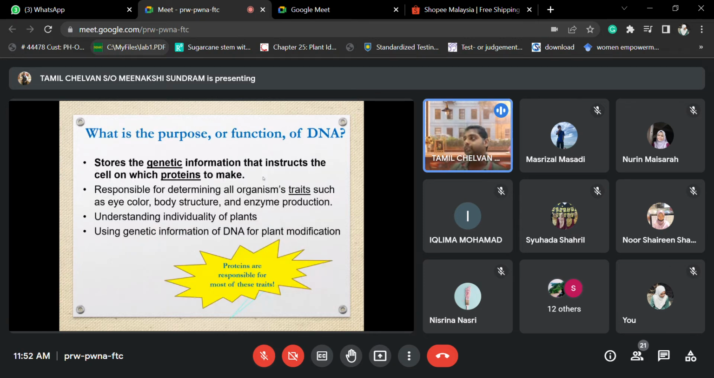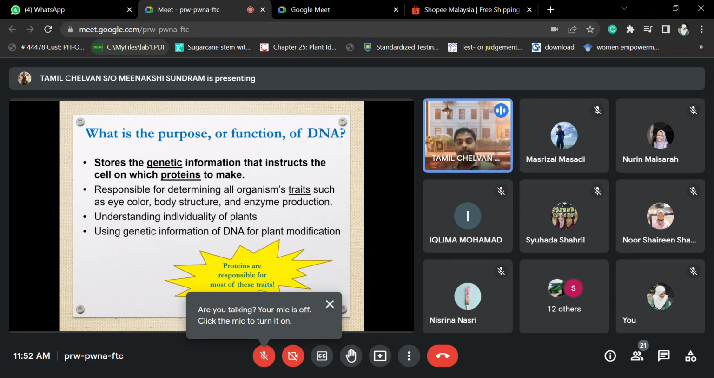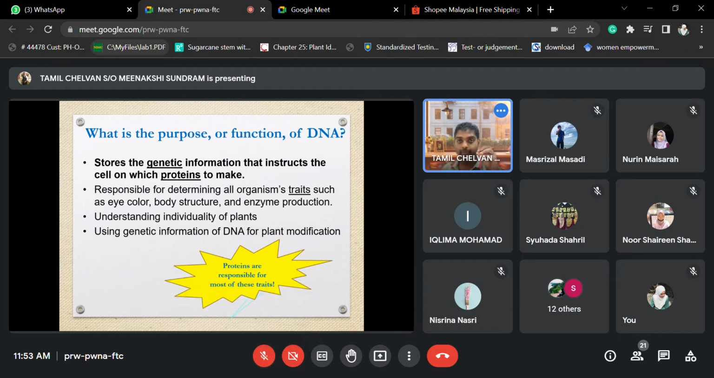What is the purpose or function of DNA? It stores the genetic information that instructs the cell on which protein to make. So every function in a living thing is controlled by DNA. How does it do that? This DNA, as you know, will be transcribed. The mRNA will be a message bringer, it will bring the message to make protein, which will convert to enzyme, and so on. It has a lot of functions. If we go very deep into molecular biology, you will try to understand every part of that.